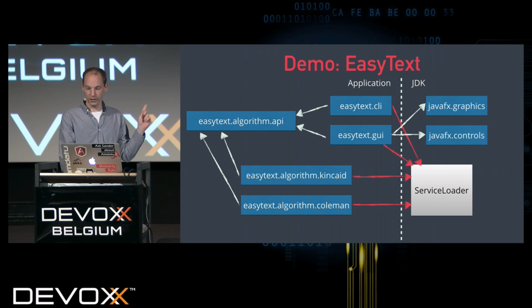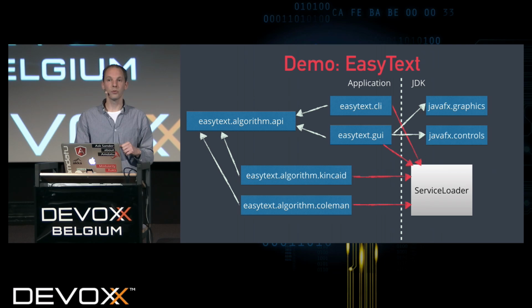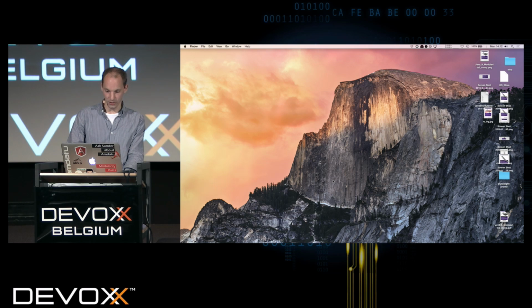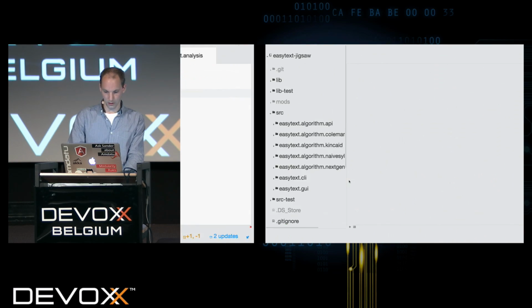Now, one last thing to point out here is that the EasyText GUI module that we're going to look at now contains two other dependencies besides Java base, which is implicit. It also depends on JavaFX graphics and JavaFX controls now, which sort of gives away that we implement our GUI using JavaFX, of course. So let's look at the code and see what it looks like in real life.